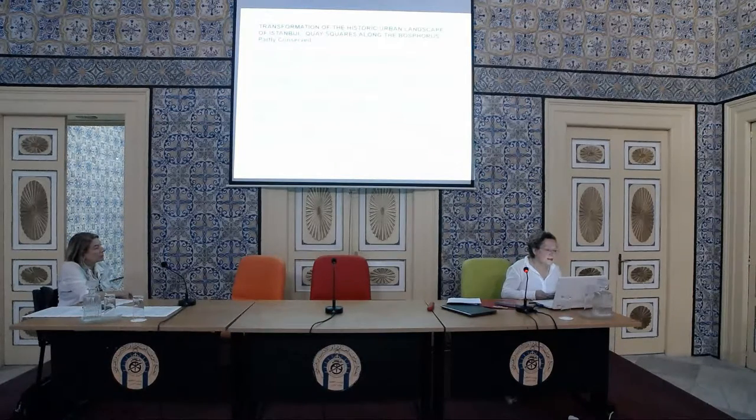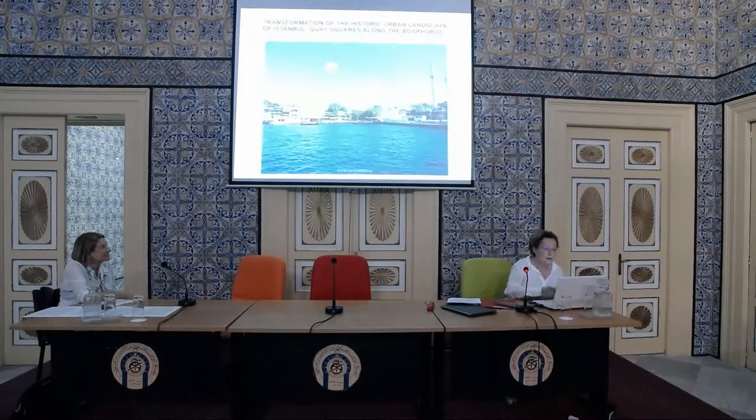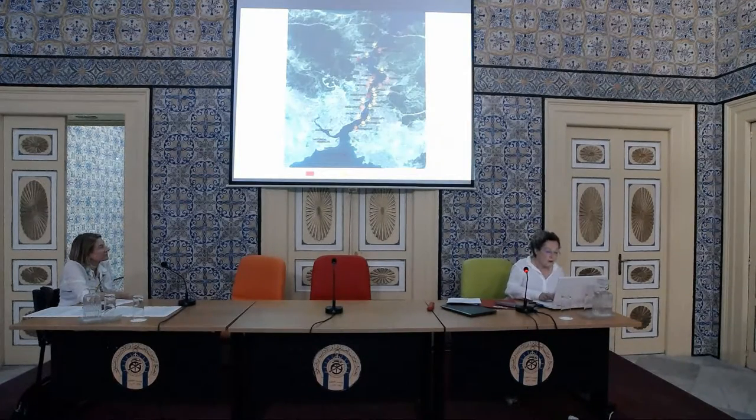These quays still welcome users as a gate to their neighborhoods and still serve the needs of sea transportation. Here you can see not all, but partly. Some views from here in this map, you will see privatized squares, demolished and preserved.